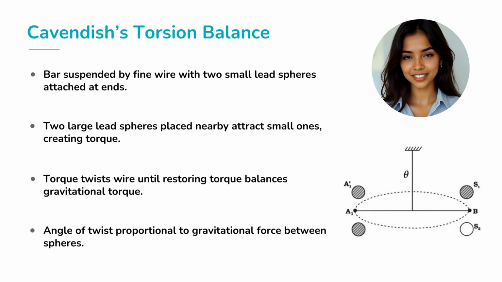This tiny pull twists the wire, and the bar rotates until the restoring torque of the wire balances the gravitational torque. The key is this: the amount of twist, measured by the angle theta, is directly related to the tiny gravitational force between the spheres. As you see in the diagram, the bar rotates slightly when the big spheres are shifted around the small ones. This was the first time humans could detect the incredibly weak gravitational attraction between ordinary objects in a lab.